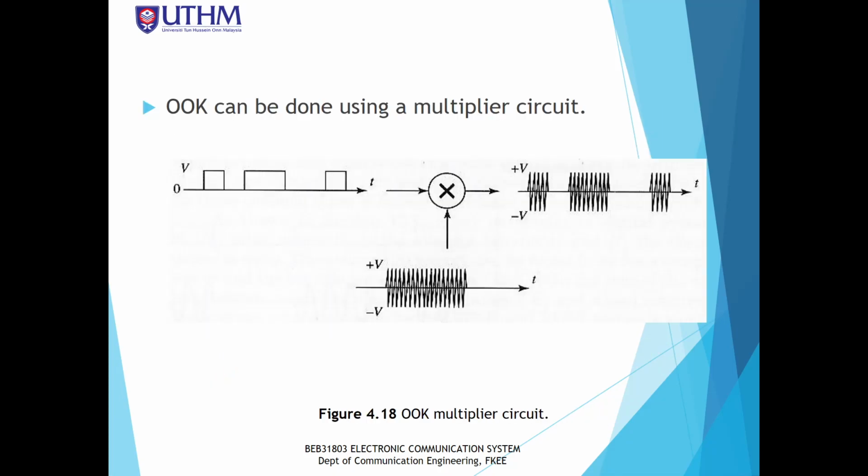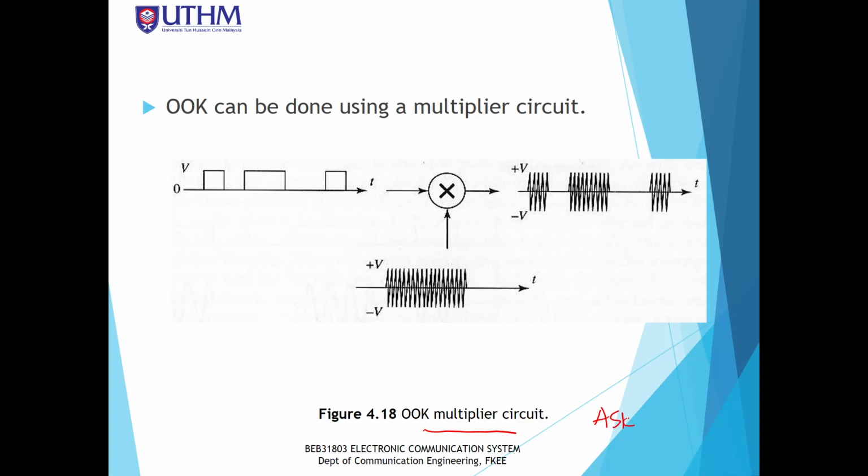And this is the OOK multiplier circuit. So this is the modulator inside the transmitter. This is the modulation process inside the transmitter, where it uses the multiplier circuit to produce the ASK.